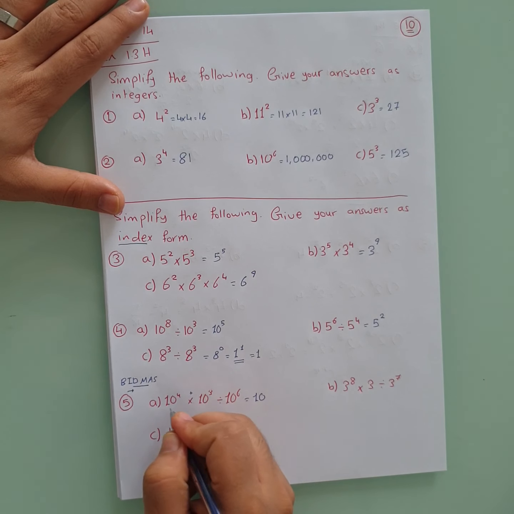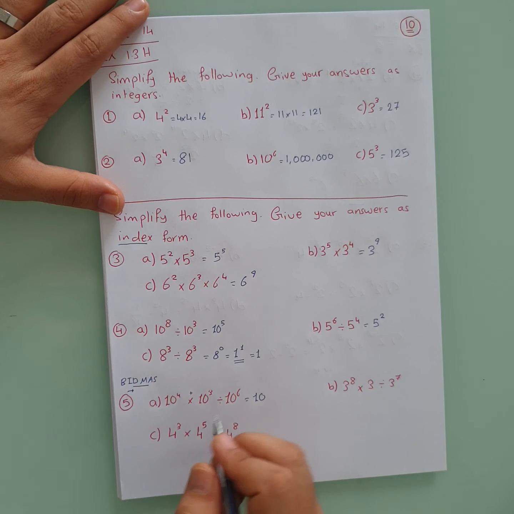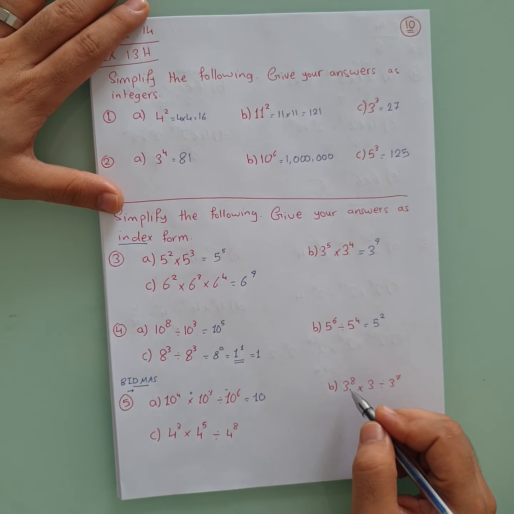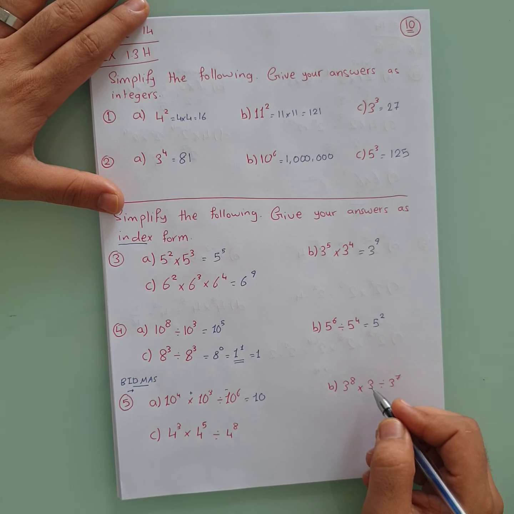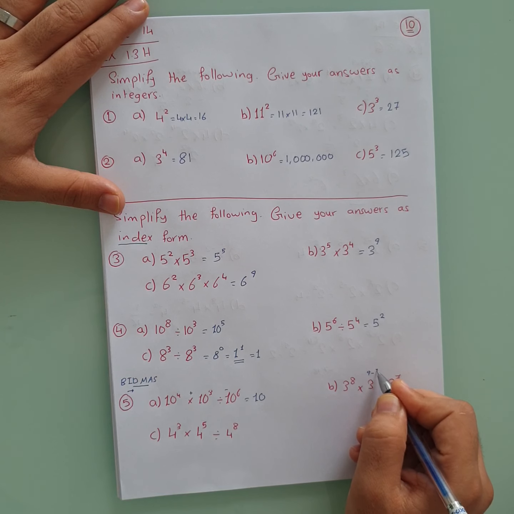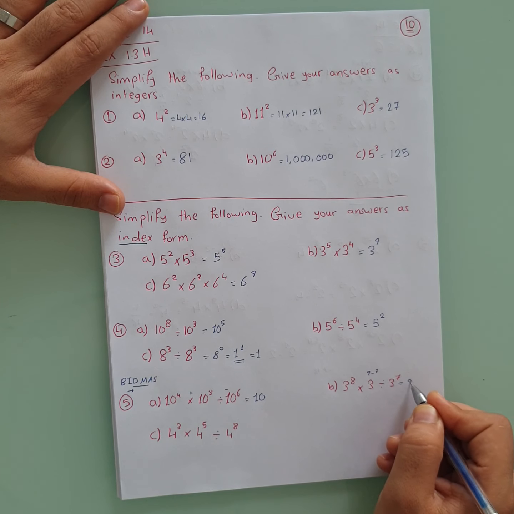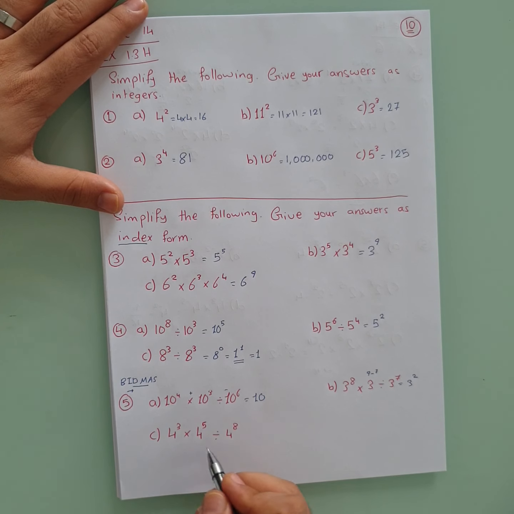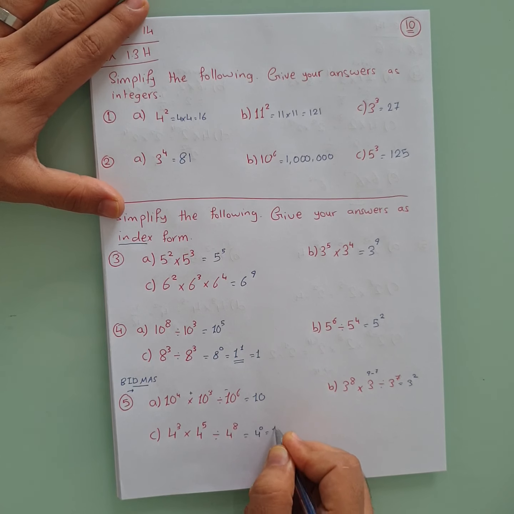Okay, 4 plus 3, since it's multiplication, is 7. Okay, 7 minus 6 is going to be 1. Same goes here. So 3 to the power of 8 times 3 is actually 3 to the power of 9. 9 minus 7, so it's going to be equal to 3 to the power of 2. All right? Here, let's go for it. 3 plus 5 is 8. 8 minus 8 is 0. So it's going to be 4 to the power of 0, which is 1.